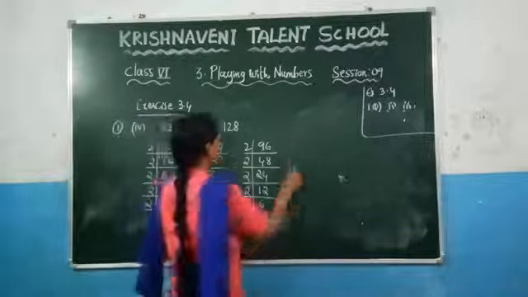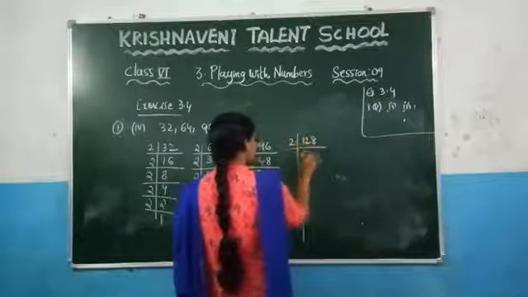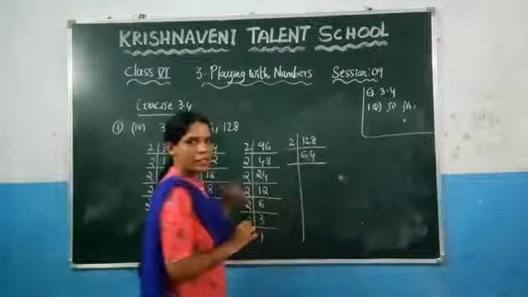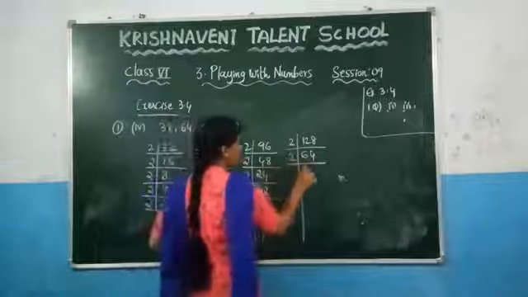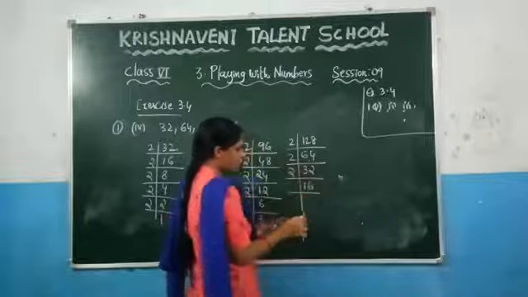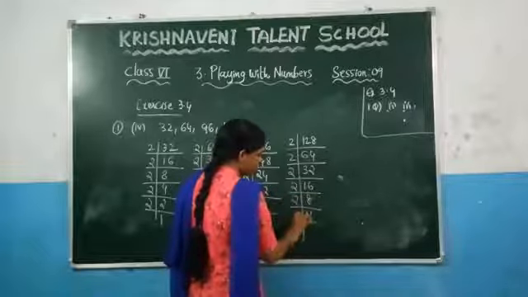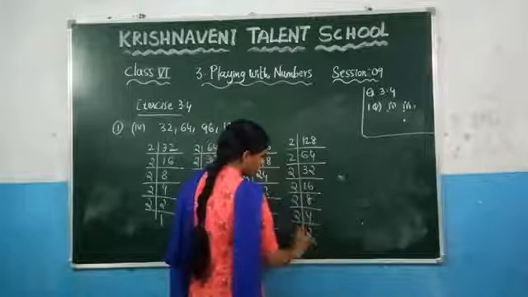Now write for 128. How do you write 128? 2 6s are 12, 2 4s are 8. Now again 2 3s are 6, 2 2s are 4, and 2 16s are 32, 2 8s are 16, 2 4s are 8, 2 2s are 4, 2 1s are 2.